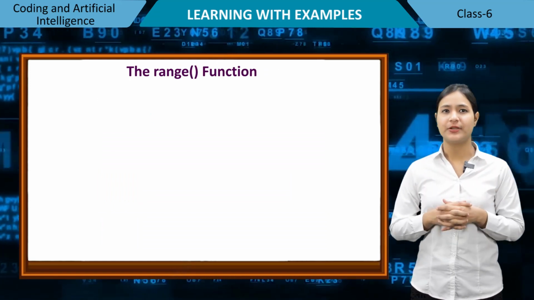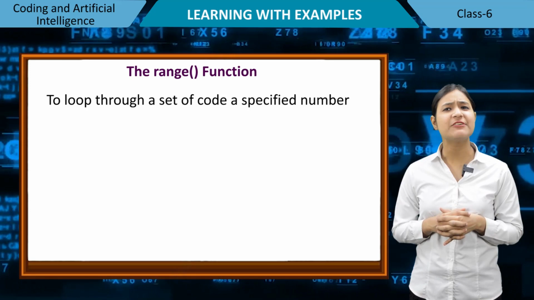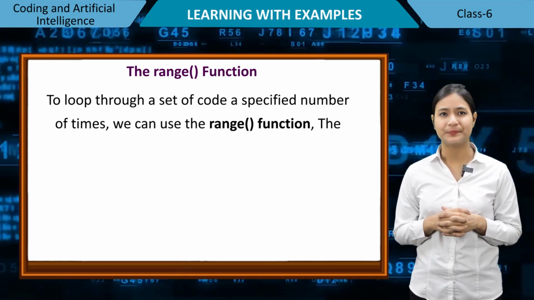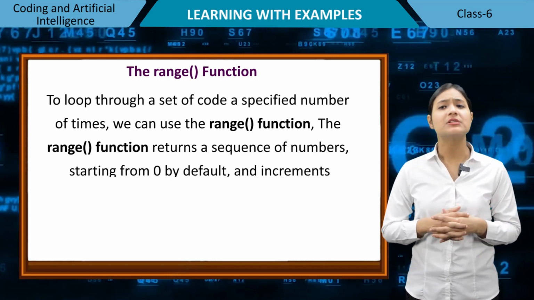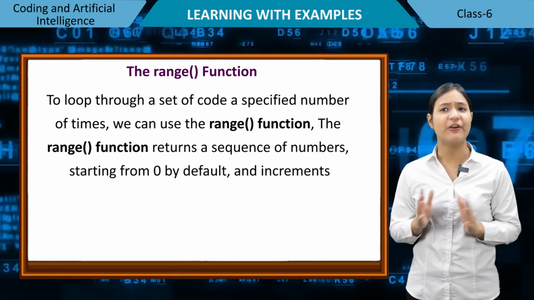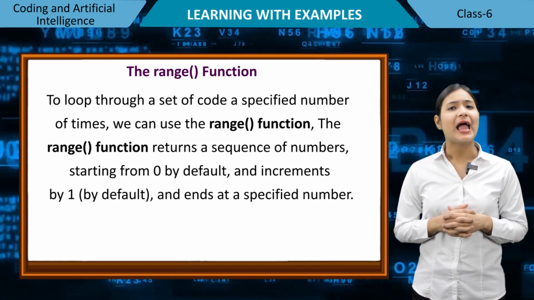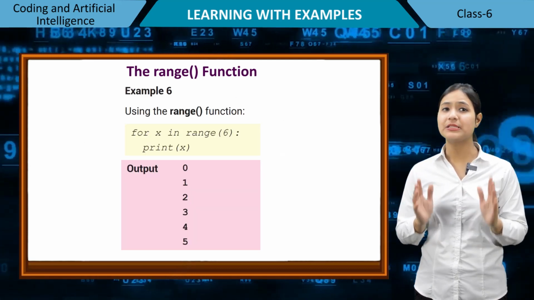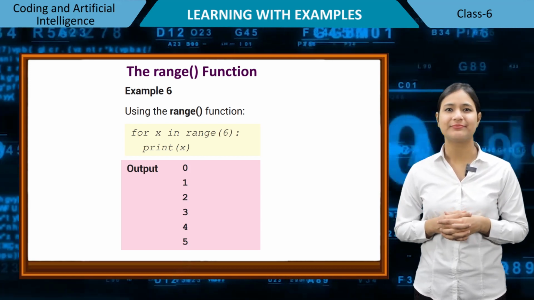The range function. To loop through a set of code a specified number of times, we can use the range function. The range function returns a sequence of numbers, starting from 0 by default, and increments by 1 by default, and ends at a specified number. Example 6. Using the range function.